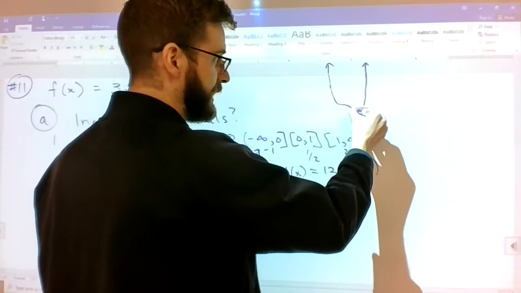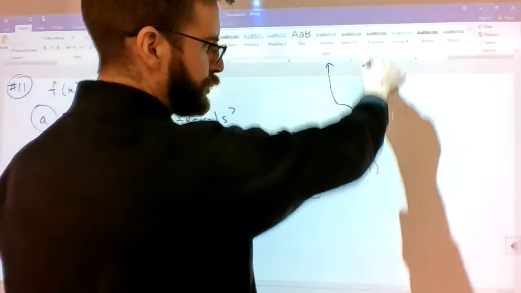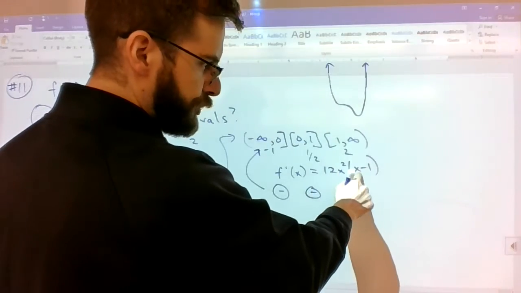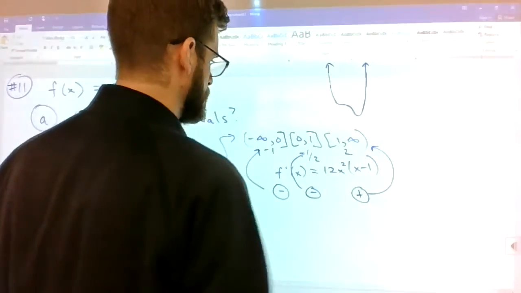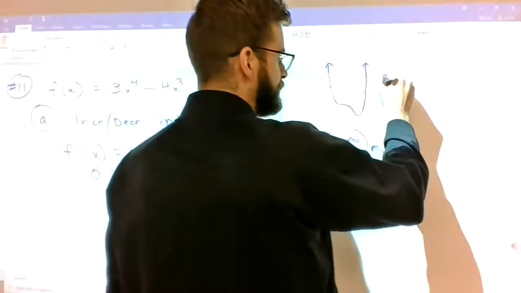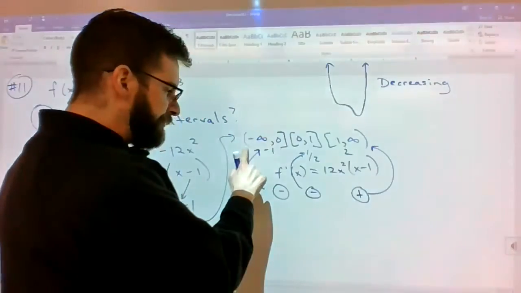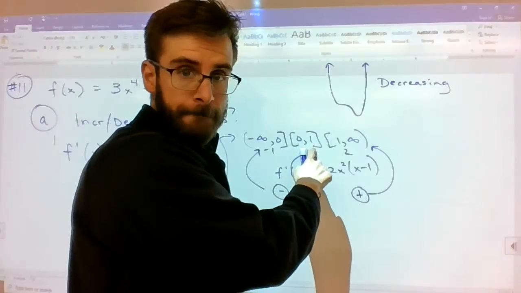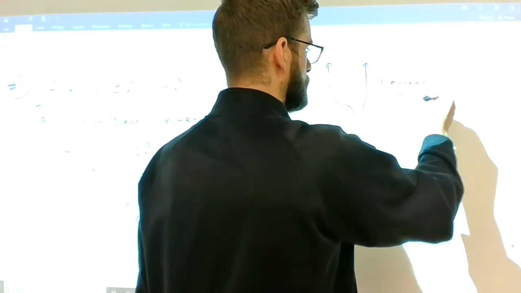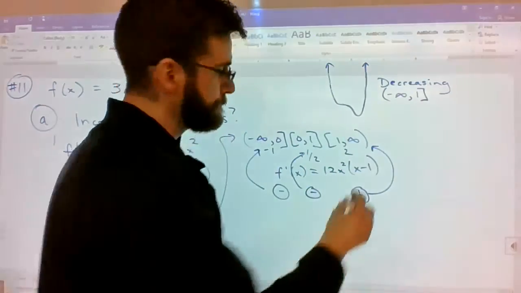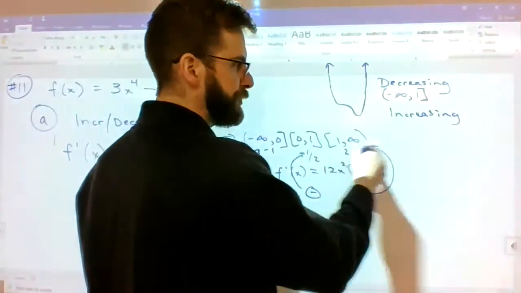Ooh, that seems to be happening right here. And then we can be pretty sure that it's going to increase from 1 to infinity, because plugging in 2 yields a positive. So we can conclude that we are decreasing from negative infinity all the way to 1. Okay, you don't have to stop at 0 right here. Increasing over the interval 1 to infinity.